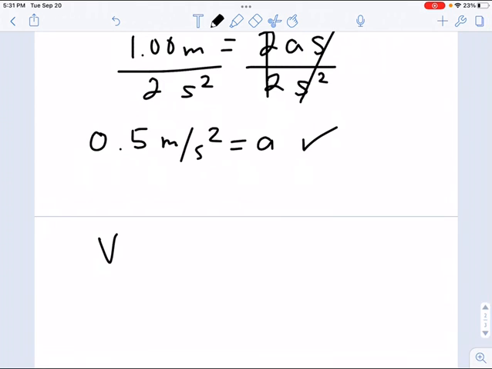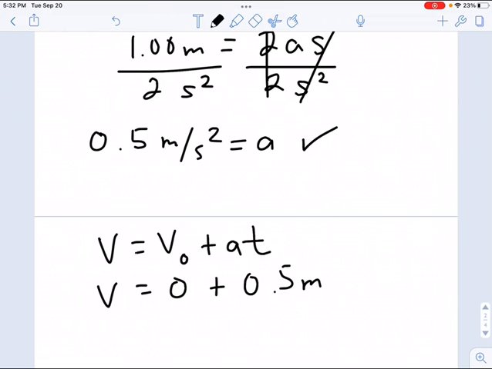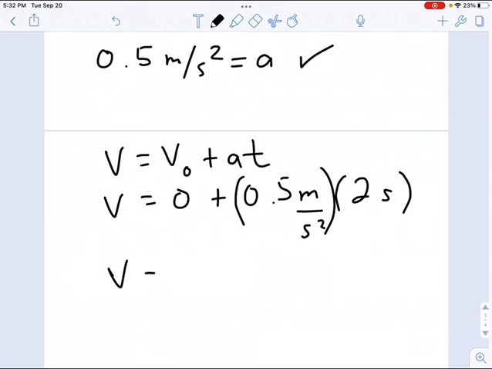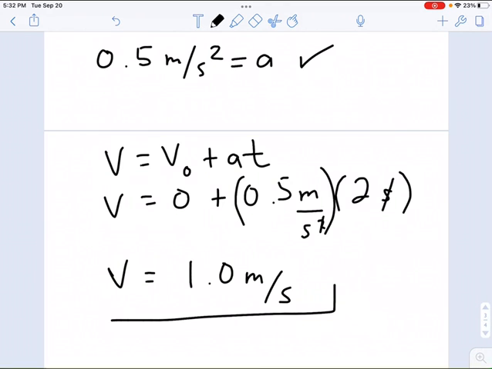Now I can use that in this formula to figure out how fast it's going at the end of the ramp. So v equals 0 plus 0.5 meters per second squared, that's my a value, times t, 2 seconds. 0.5 times 2 is 1, so I get 1.0, and then one of those s's will cancel, giving meters per second. So that would be my exit velocity off the ramp.